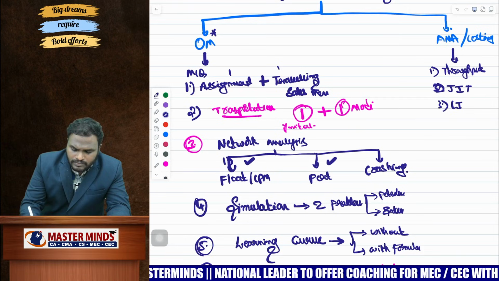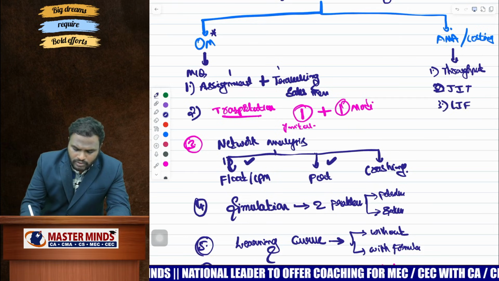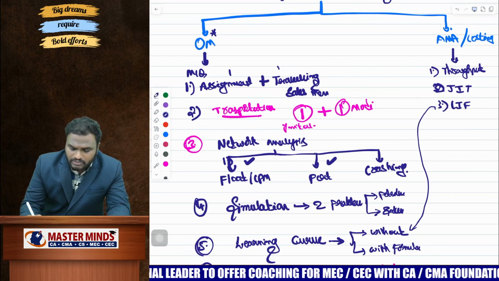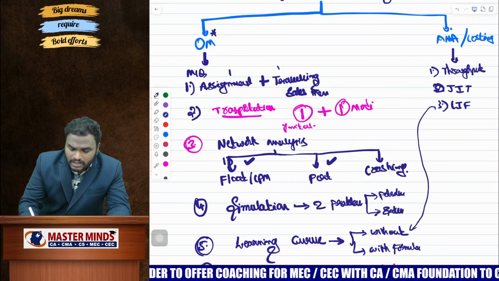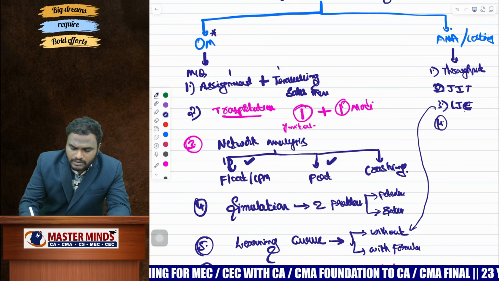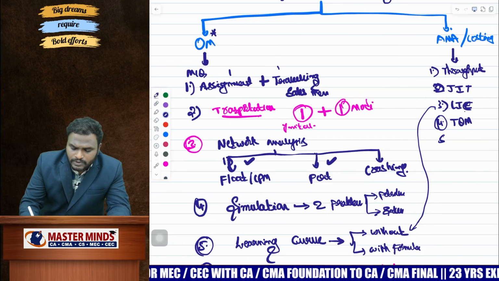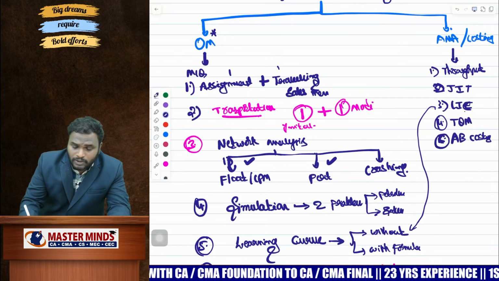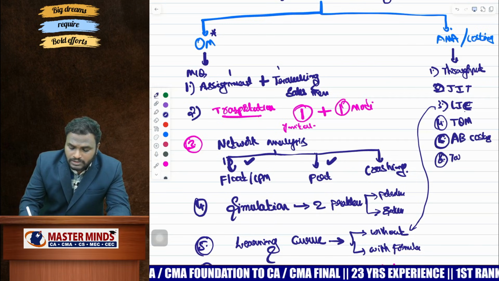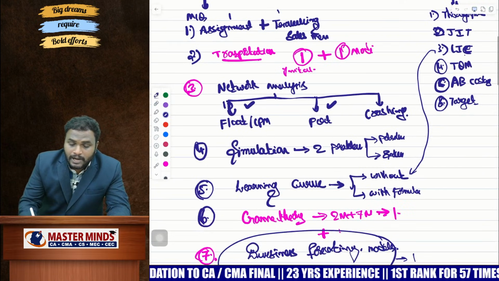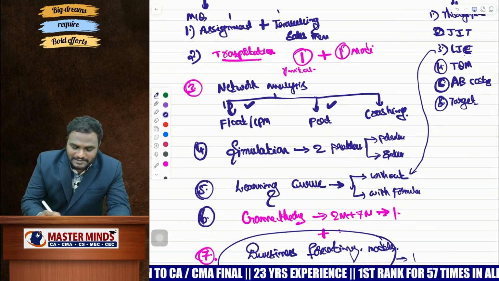life cycle costing. Now majority of the times in examination, life cycle costing and learning curve, they will combine and ask the problem. And thereafter TQM, ABC costing, very important. You have to practice one problem from ABC costing and target costing. After completion of all these small chapters, then come back to the large chapters.